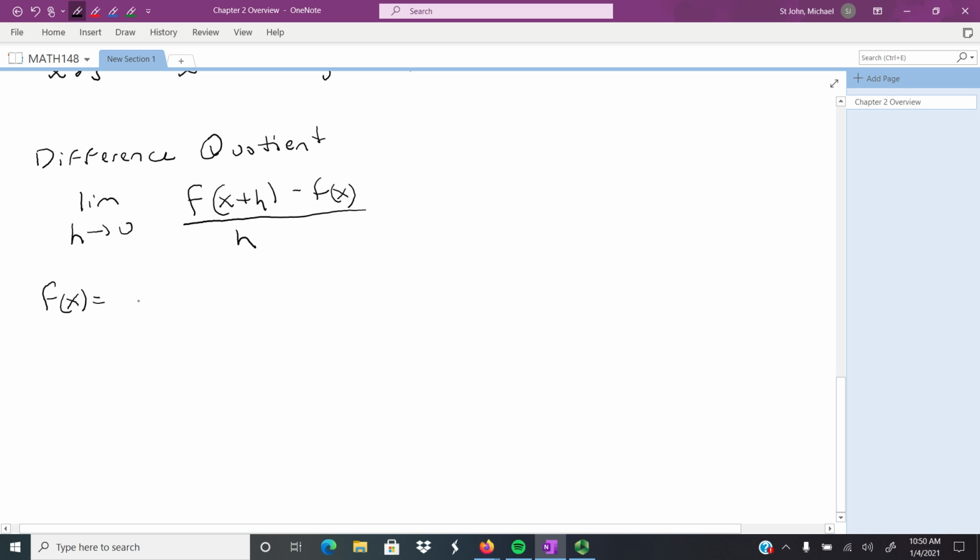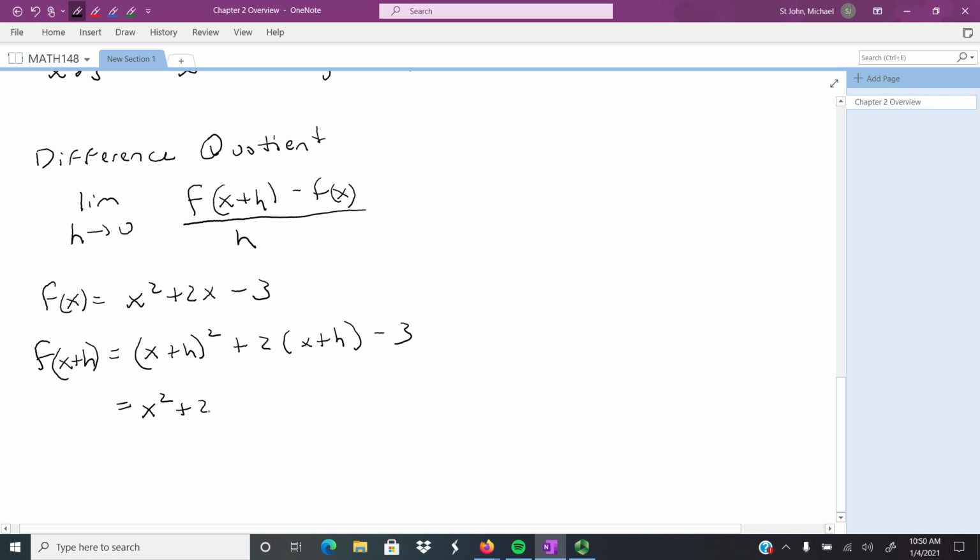is equal to x squared plus 2x minus 3, we then need to know what is the f of x plus h. So everywhere we see the x, we're going to plug in the x plus h. So this will be x plus h squared plus 2 times x plus h minus 3. And so this will give us x squared plus 2hx plus h squared plus 2x plus 2h minus 3.